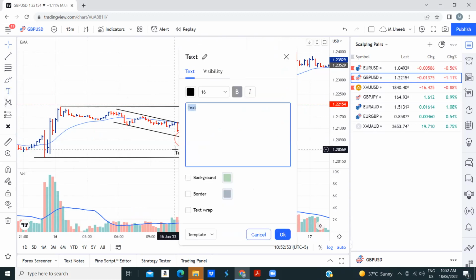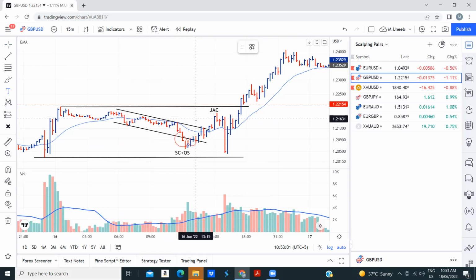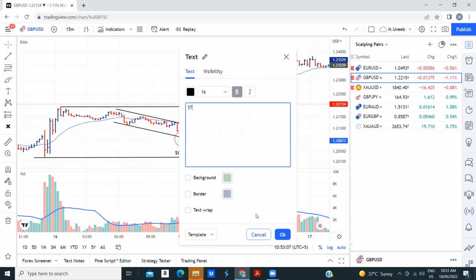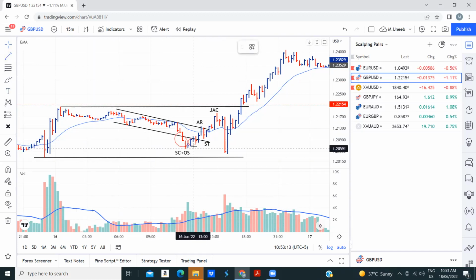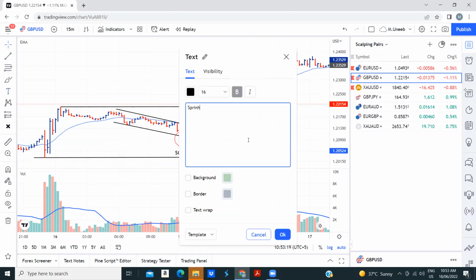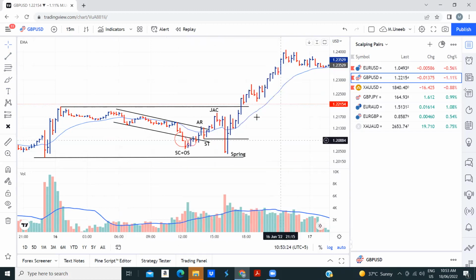Because if this is a selling climax plus oversold, this is AR, and this one over here is a secondary test. Okay, this is JAC. Okay, this is what? Spring, right? So can you tell me the bias here once we cross this line? Bullish. We have JAC, so it's bullish, right? So at the overnight high we have bullish.